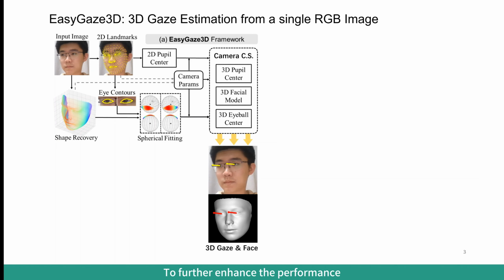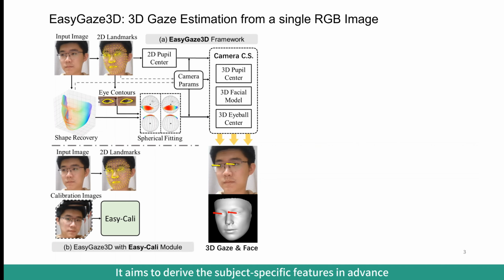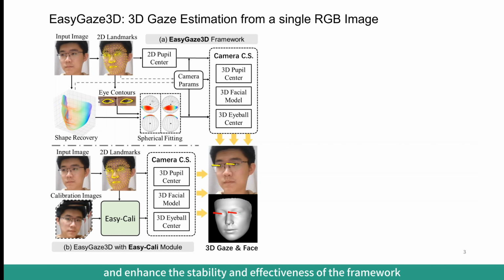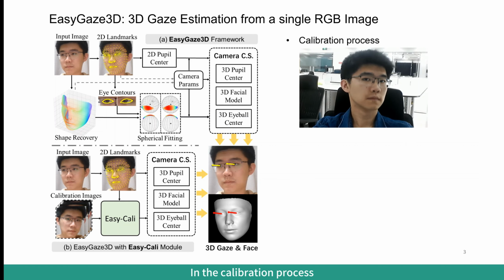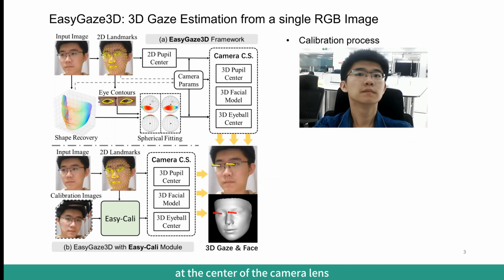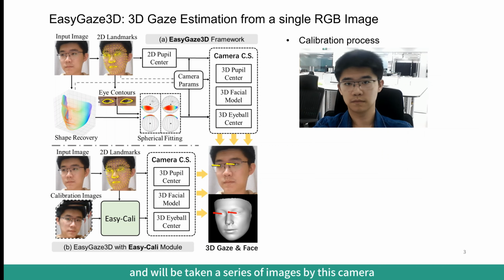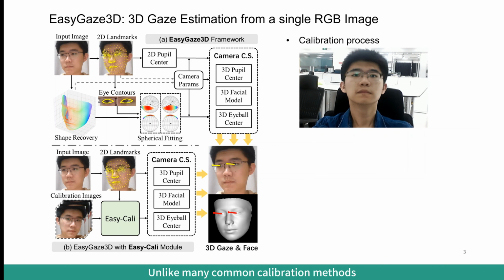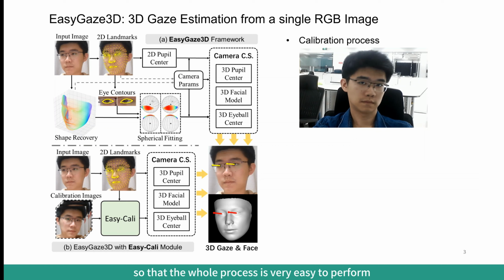To further enhance the performance, we propose Easy-Cali, a flexible calibration module. It aims to derive the subject-specific features in advance and enhance the stability and effectiveness of the framework. In the calibration process, the subject is instructed to keep a constant fixation at the center of the camera lens, and will be taking a series of images by this camera. Unlike many common calibration methods, the subject is not required to keep the head fixed or look at many calibration points, so that the whole process is very easy to perform.